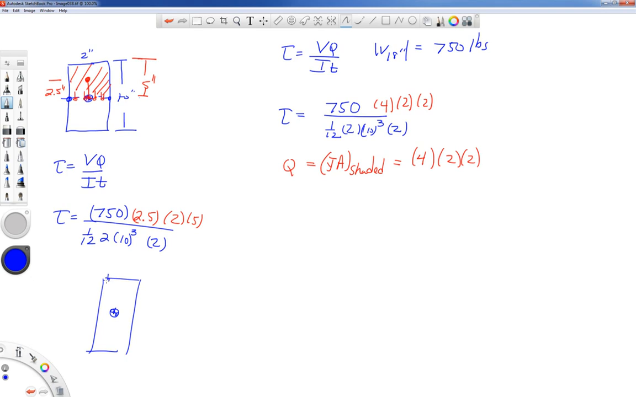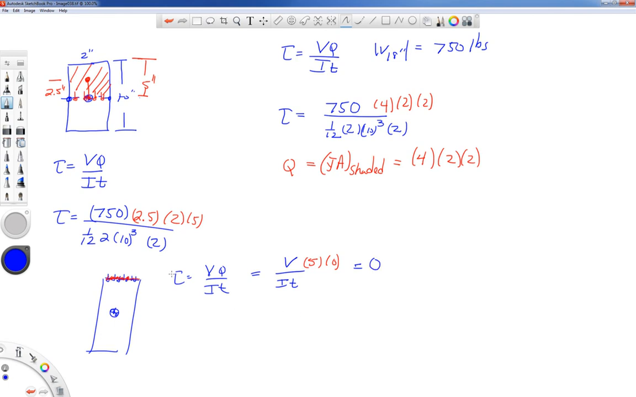Let's do the location at the top of the cross section. We're going to apply tau is equal to VQ over IT. Now, since V and I and T are constant, I'm just going to leave those as symbols. They're the same as what we've already written down before. And let's take a look at the Q. So I shade in from my point of interest to the top of the cross section. Well, look, I don't have any area at the top of the cross section. I could say my y bar distance is 5 inches, but that area is 0. So what that tells me, at the top of the beam, I have 0 transverse shearing stress.